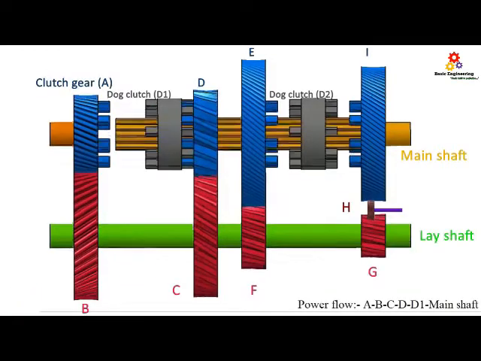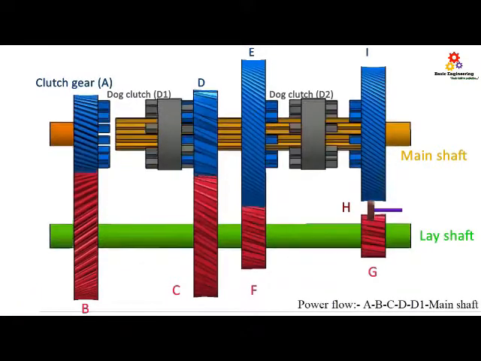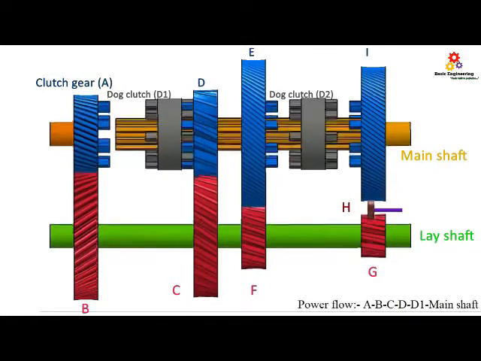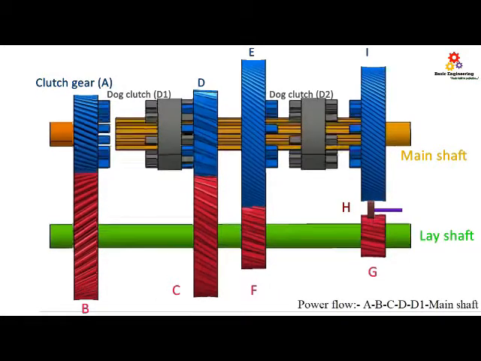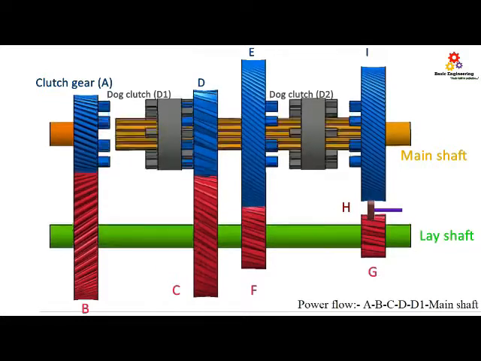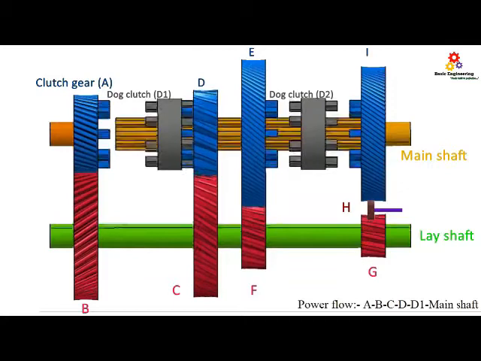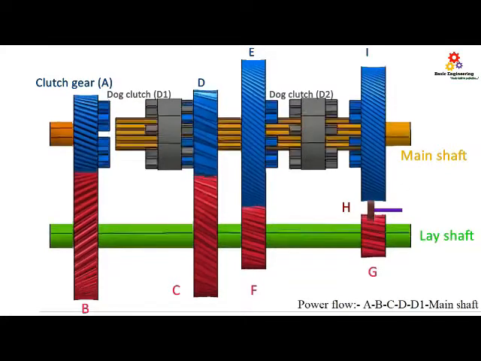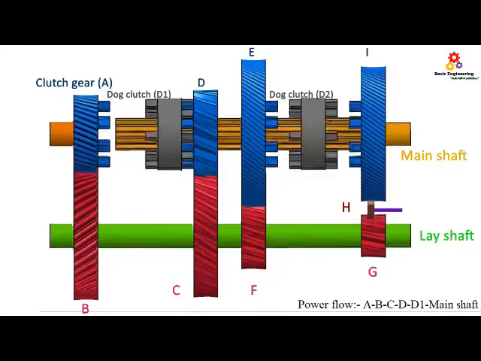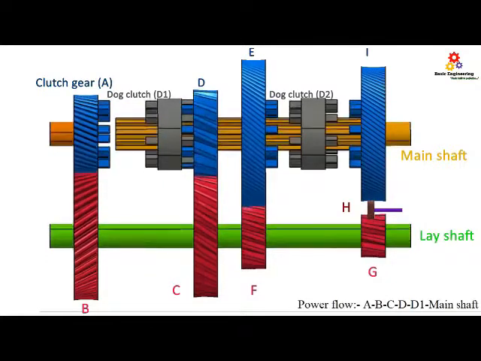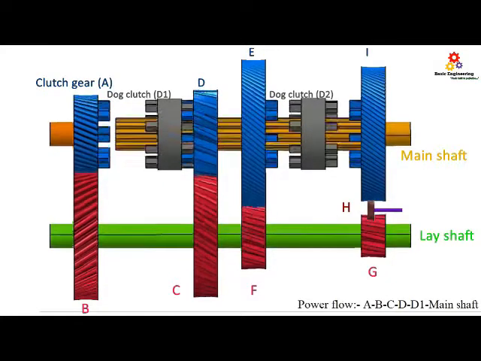At the second gear, torque speed requirement changes. To meet the requirements, power must be transmitted through gear C to gear D, but this is only possible if we shift the dog clutch D1 towards right side. So in this case, power flows through gear A, B, C, D to dog clutch D1 and the main shaft.